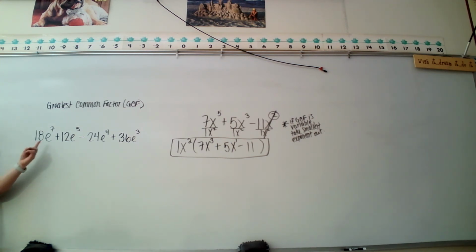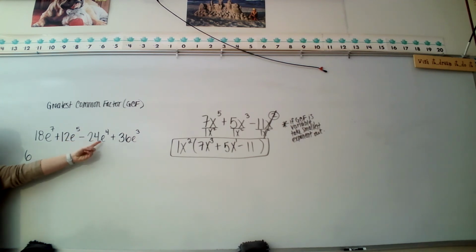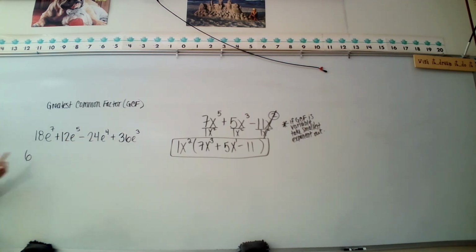So I do that first, and I say, all right, well, now we see variables. E to the 7th, e to the 5th, e to the 4th, e to the 3rd. What should I put in my GCF? E to the 3rd. Ooh, yeah. So once you know it, it's quick. You just take the one with the lowest exponent.